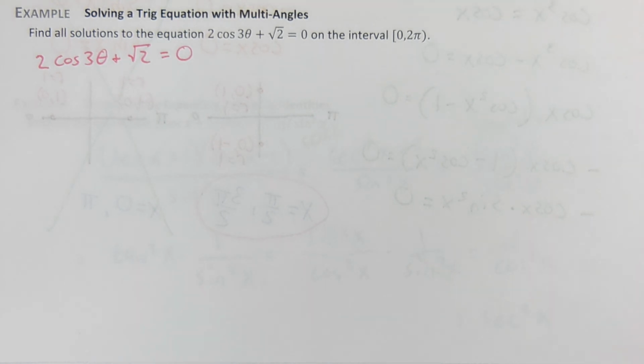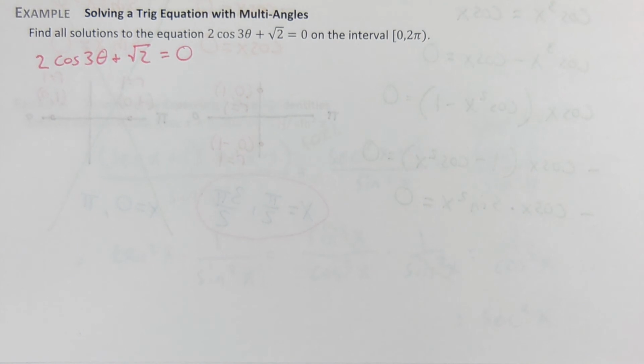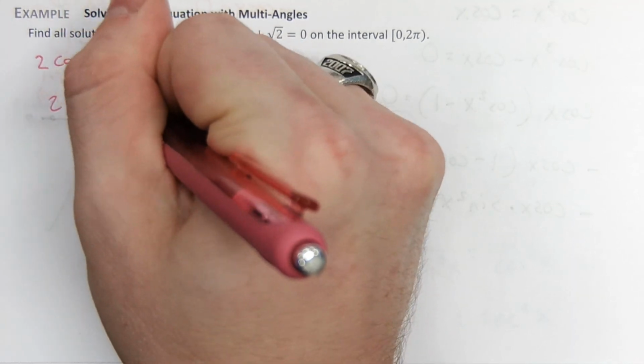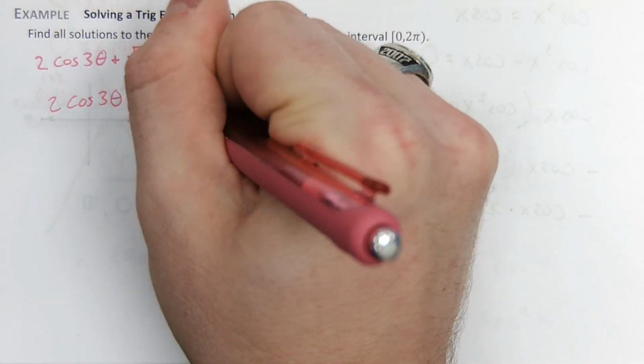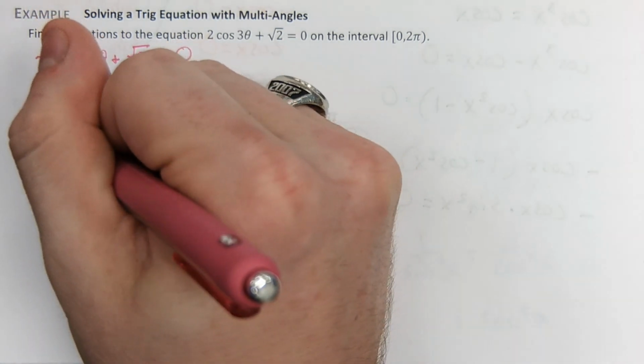You subtract root 2 to the other side. Come on, you guys are killing me. If this had said 2x plus root 2, solve for x, okay? First thing you do is subtract root 2. Then, what's next? Dividing by 2.